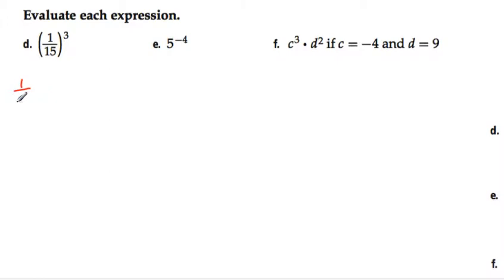1/15, that's 1 over 15 times 1 over 15 times 1 over 15, right? So what we're going to do there, multiply your numerators and you get 1. 1 times 1 times 1 is 1. What is 15 times 15 times 15? Let me get my calculator going here. It looks like that's 3375.